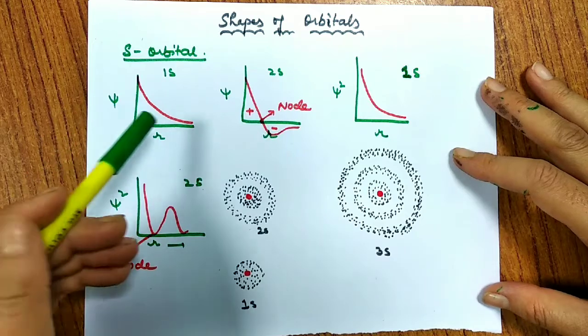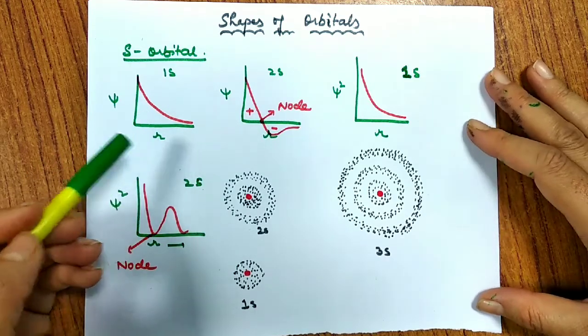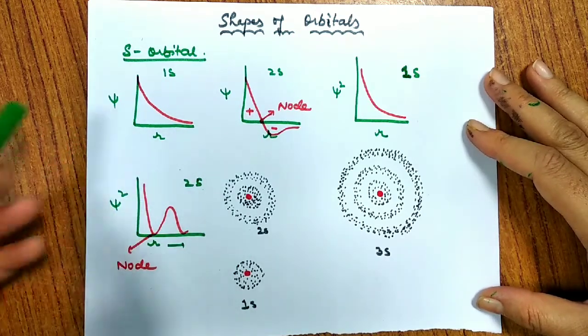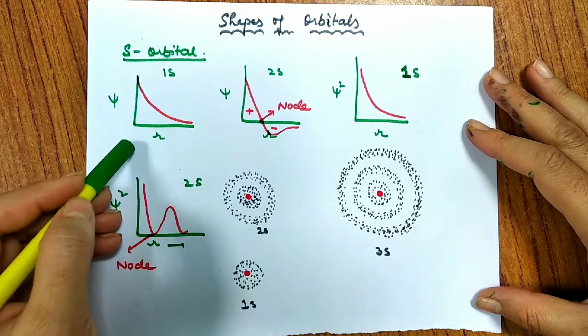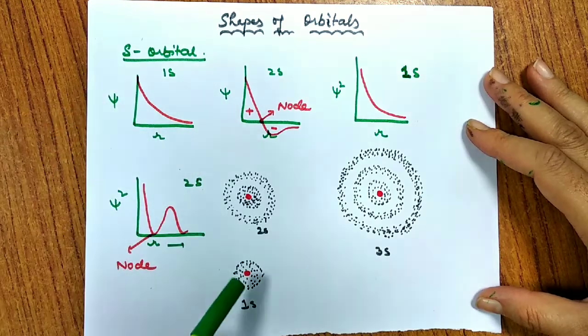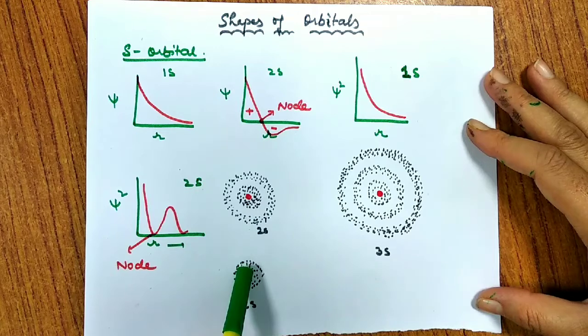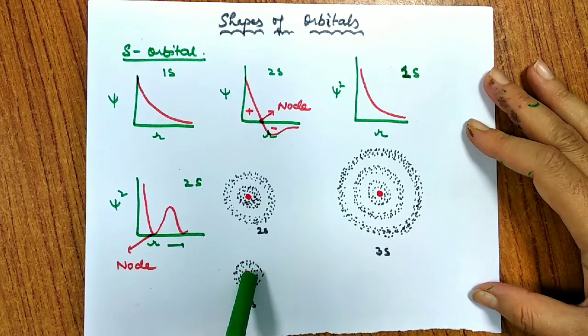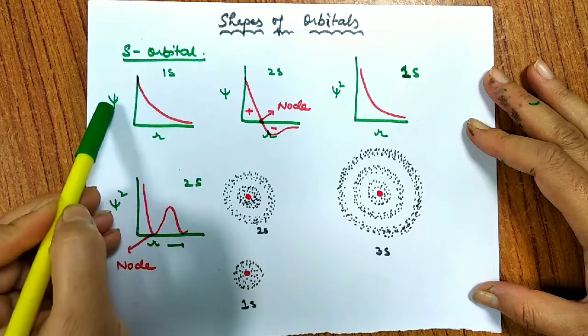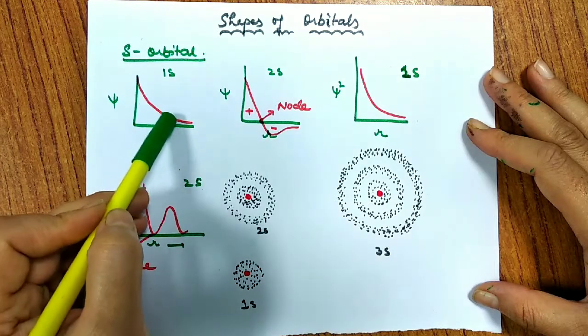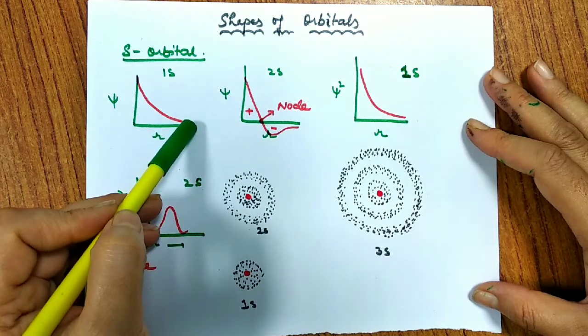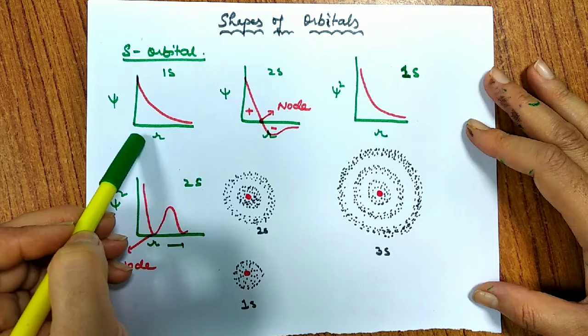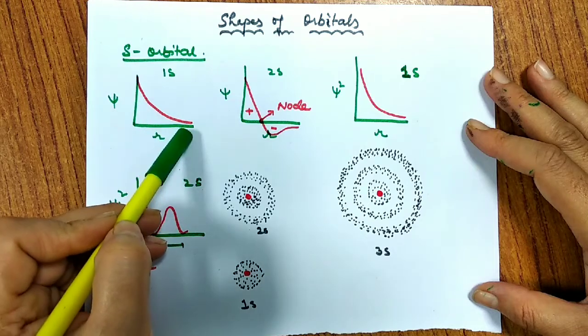So when we observe 1s, the probability is found to be maximum near the nucleus. When we are very close to the nucleus, that means the distance is 0, the electron density is maximum, as we can see in this 1s curve. It's been observed that as the distance from the nucleus increases, the electron density or the wave function decreases.